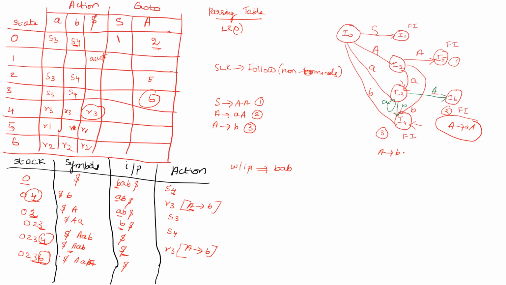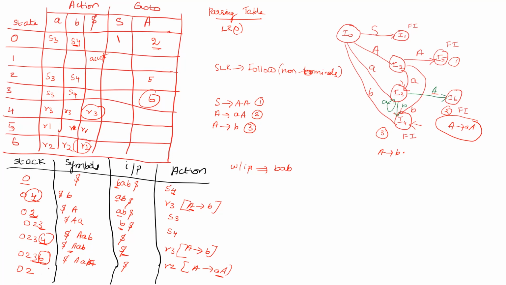So what is 6 on dollar? 6 on dollar is R2. So we have to perform a reduce operation. So what is R2? R2 is actually capital A derives small a capital A, and we have two characters, so these 2 symbols have to be popped out. So what we have is 0 2.